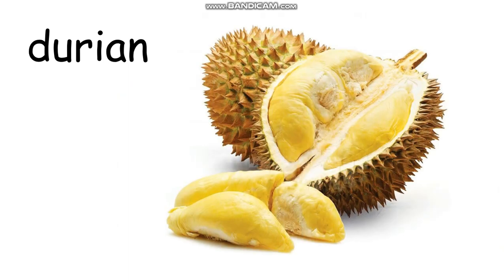Okay, the last word, durian. How do you spell durian? D-U-R-I-A-N. Durian. Okay, good. So what is durian? Yeah, see the picture? Wow. Do you like it? Yeah, good. This one we call durian, alright? Do you like to eat it? Yeah, I also like to eat durian, okay? So this one we call durian.